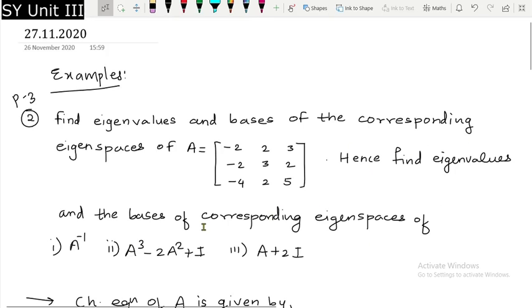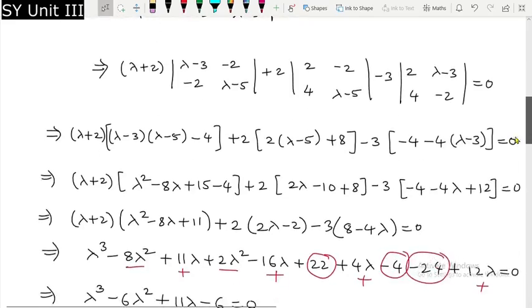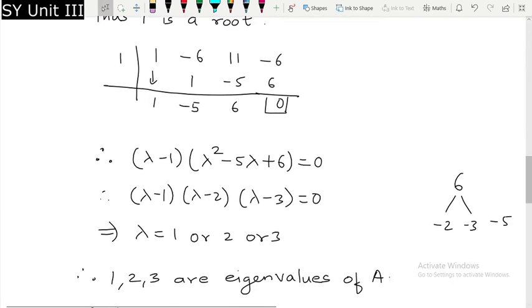Hence we have to find eigenvalues and a basis of the corresponding eigenspaces of the following matrices: A inverse, this one and this one. So first of all we'll go for this matrix, then we will see what the eigenvalues and eigenvectors will be. The characteristic equation of A is given in this way. So you will get some such matrix equal to 0, and after solving this, which you already know, we'll get the eigenvalues to be 1, 2, 3.